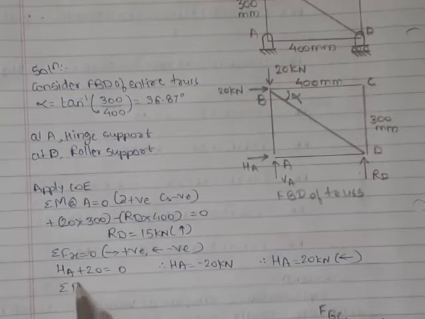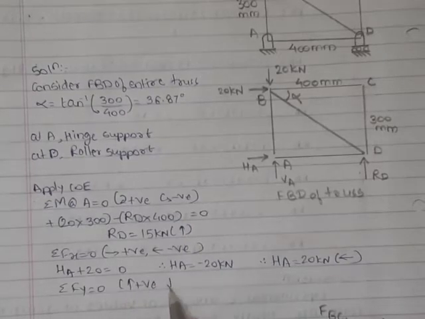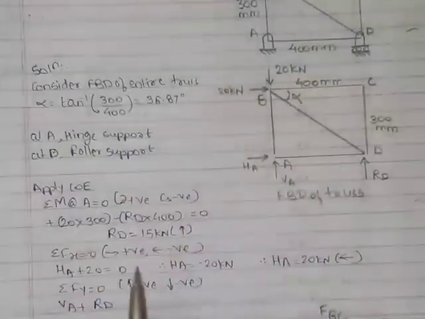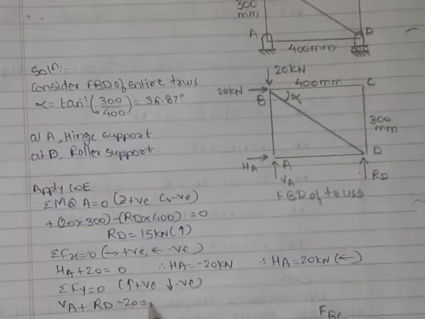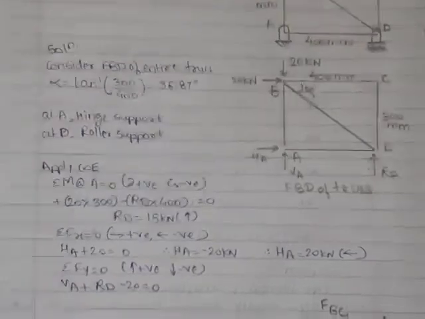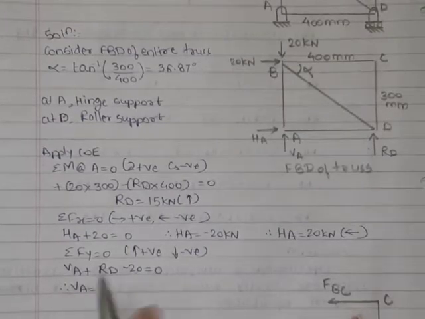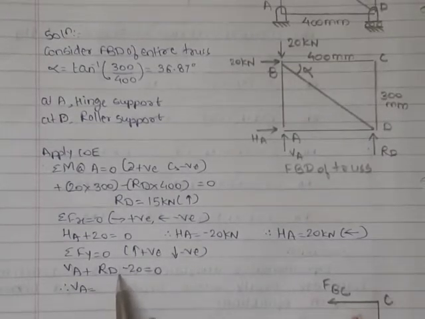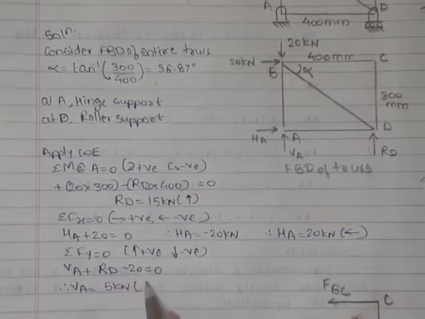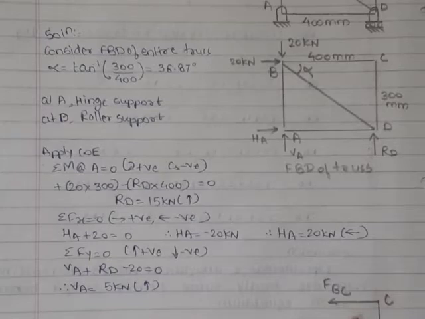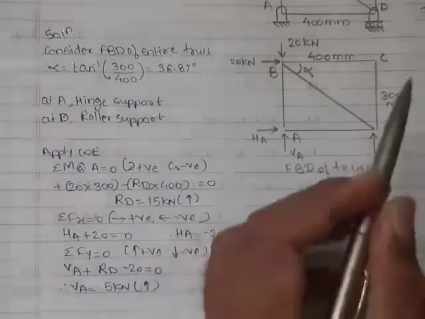Then apply third condition of equilibrium, summation Fy equal to 0. Forces acting upward positive, forces going downward negative. We'll take VA plus RD minus 20 equal to 0. We'll put value of RD in this equation, which is equal to 15. So finally we get value of VA equals to 5 kilonewton. Positive value means our assumed direction is correct. Now we have to isolate joints.